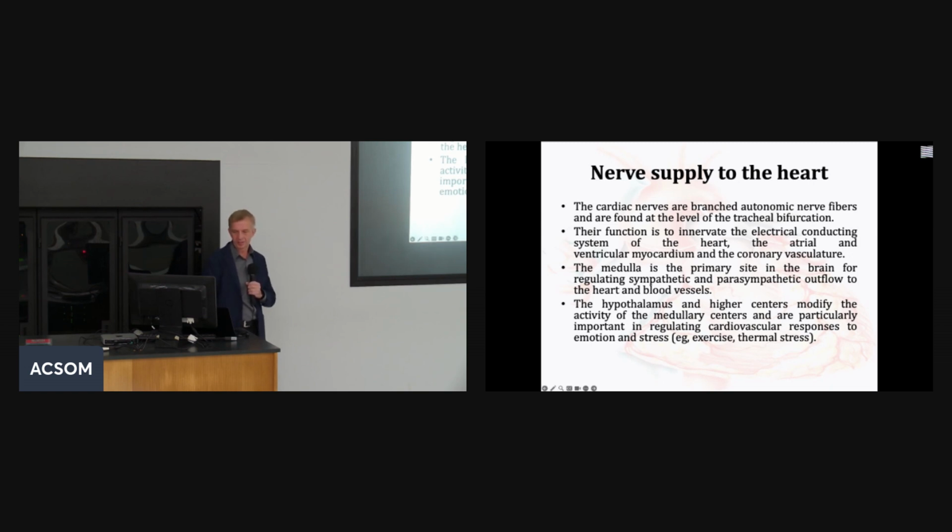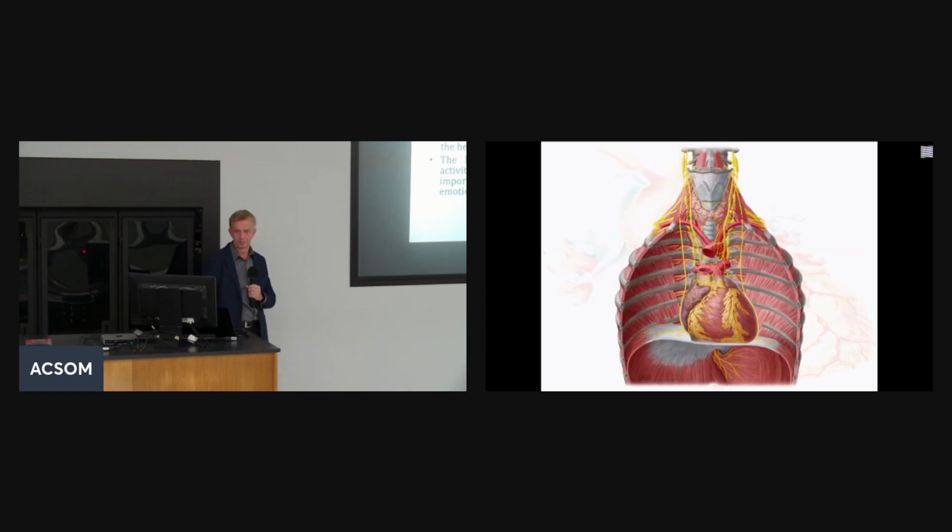So the primary sites are in the medulla oblongata, and then the hypothalamus and the higher centers modify the activity of the centers in the medullary center, especially the cardiovascular responses to the different emotions and stress. So these are controlled by the higher centers in the hypothalamus. So this is the nerve supply.